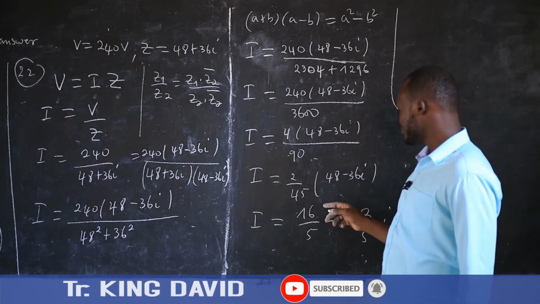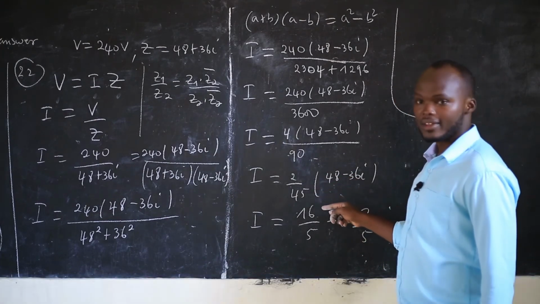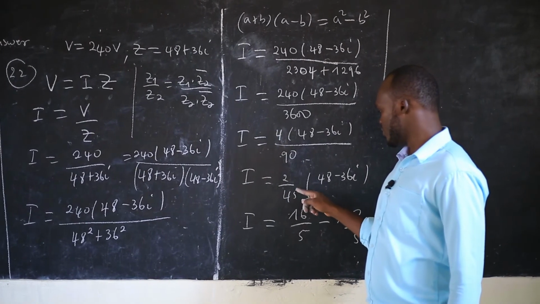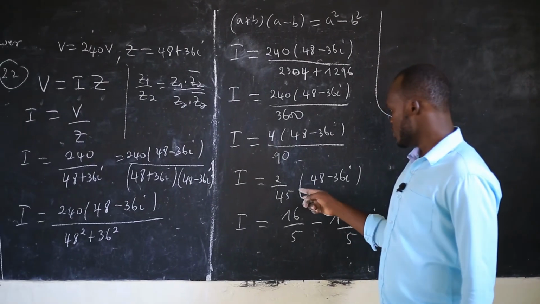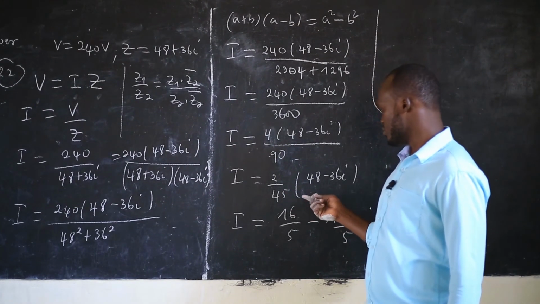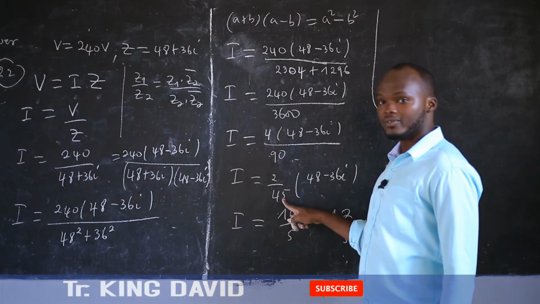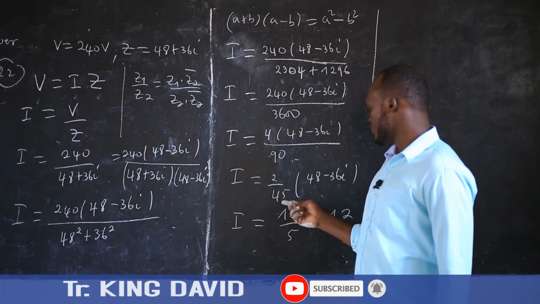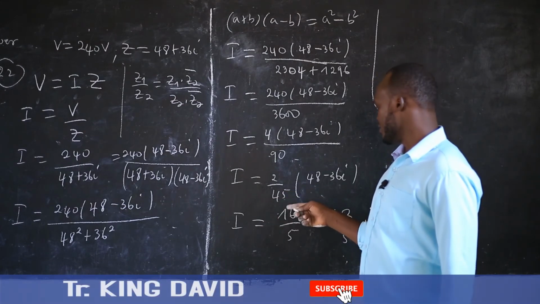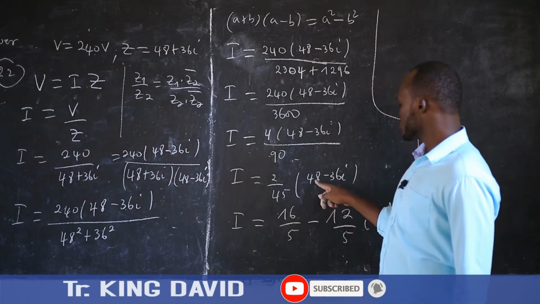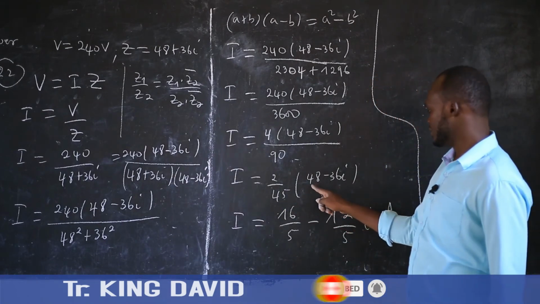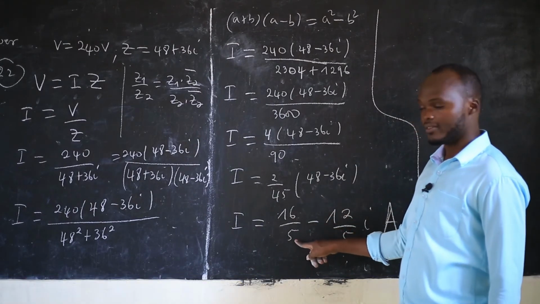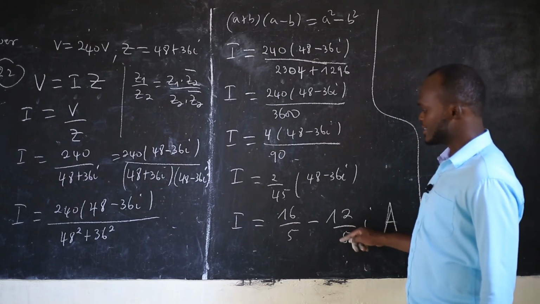Then when we reach here, we take 45 divided by 5, we are getting 9. If we take 45 divided by 15, we are getting 3. So also here, you can take outside 3. You can divide by 3 here, and even by 3 here. Finally, you get 16 over 5 minus 12 over 5i, and this is ampere.